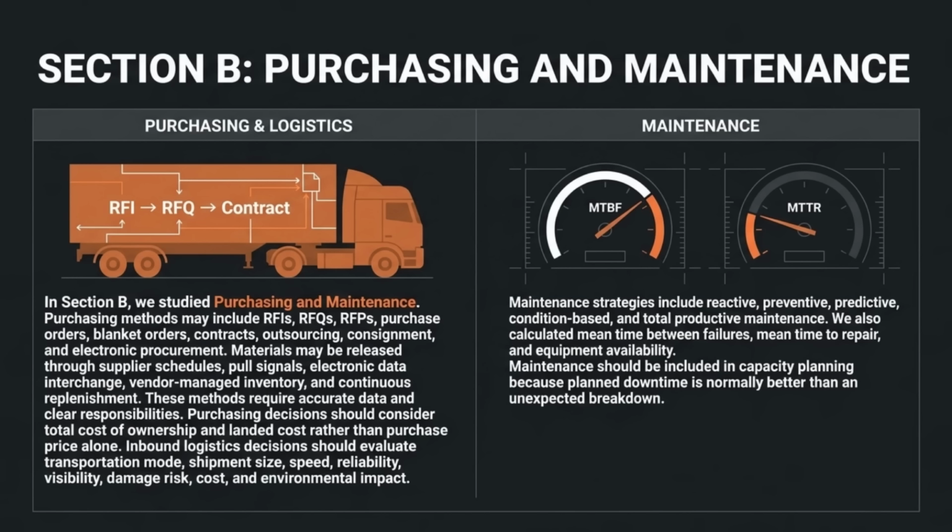Inbound logistics decisions should evaluate transportation mode, shipment size, speed, reliability, visibility, damage risk, cost, and environmental impact. Maintenance strategies include reactive, preventative, predictive, condition-based, and total productive maintenance. We also calculated mean time between failures, mean time to repair, and equipment availability. Maintenance should be included in capacity planning because planned downtime is normally better than an unexpected breakdown.